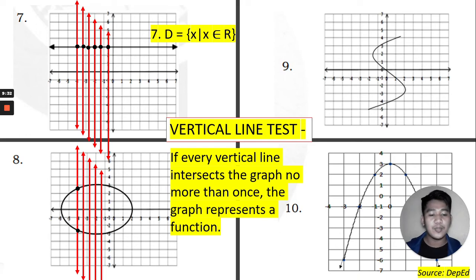Let's proceed with the range. How about the range? What will be the range? As you can see, they have 3. So 1, 2, 3. So the range will be 3 only.